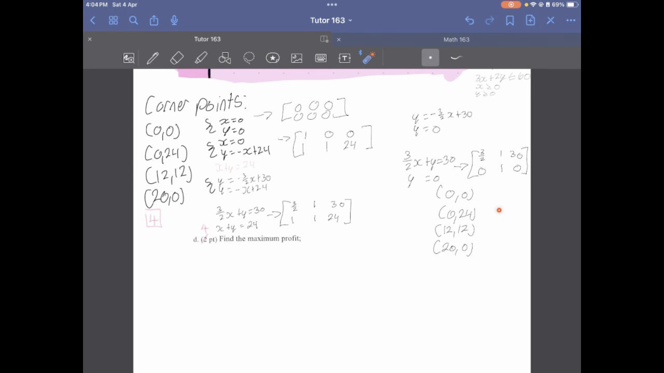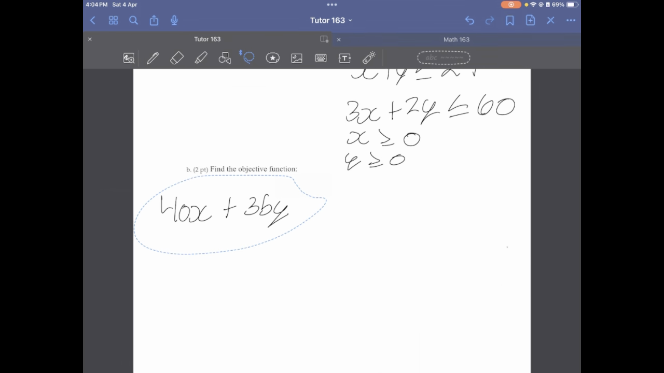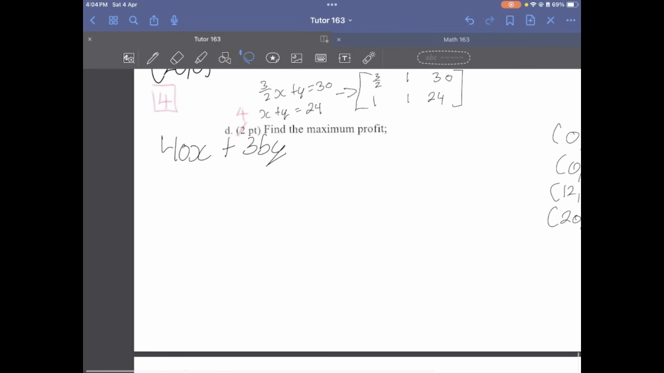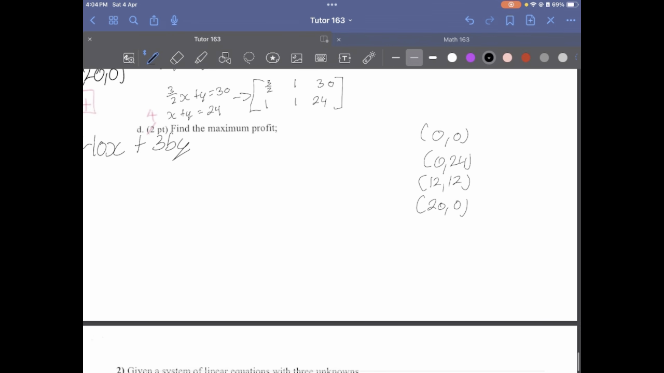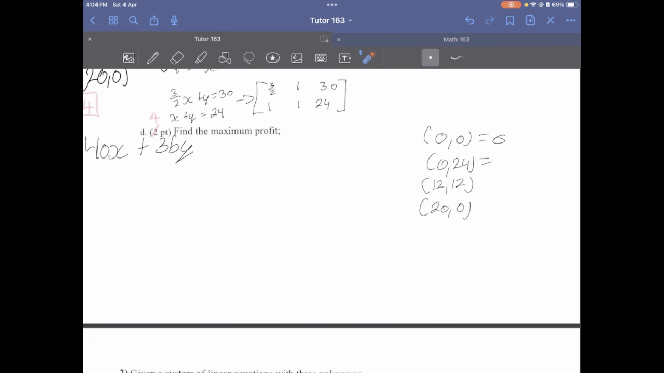Okay, so these are all the points. All you have to do is substitute each individual point into the objective function to see which one gives you a maximum profit. This is our objective function to find which one gives you the maximum profit. So the first one is 0, 0, so you know this one gives you 0. The next one is x is 0, so 40 times 0 is just 0, plus 35 times 24, so 35 times 24 is 840.